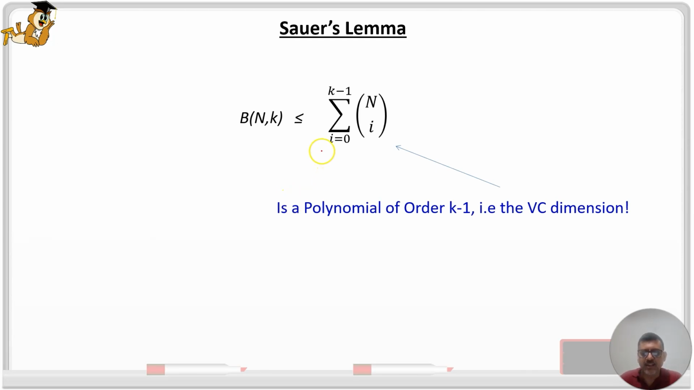And this thing is really a polynomial of order k minus 1, which is indeed the VC dimension. Okay, I leave it as an exercise for you to show that the highest order of n in this expression is going to be k minus 1. And k minus 1 is indeed the VC dimension. So what we have effectively proved is that B(n, k), which is the maximum number of dichotomies on n points where k is a breakpoint, is less than a polynomial of order equal to the VC dimension. That's the Sauer's lemma that we have just proved.